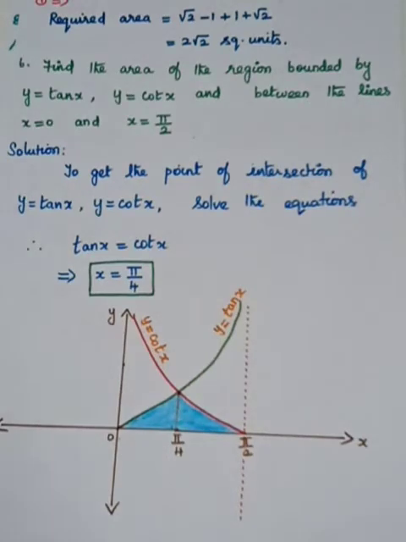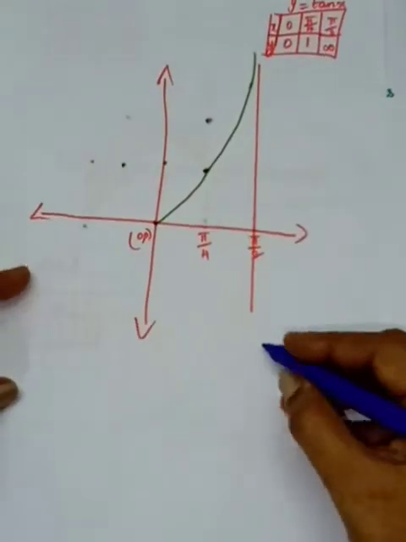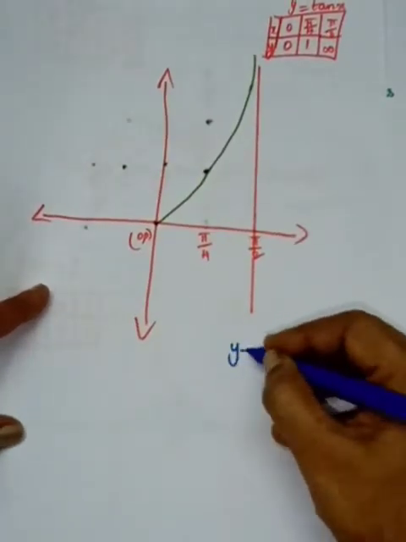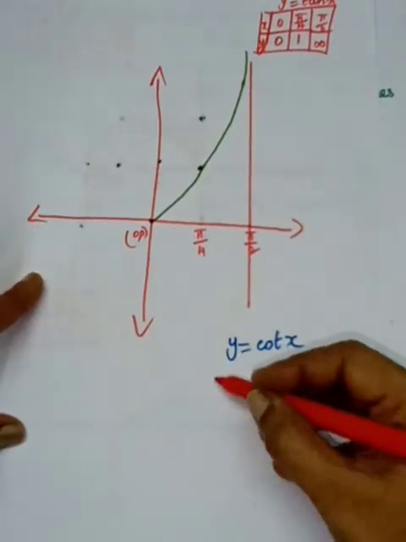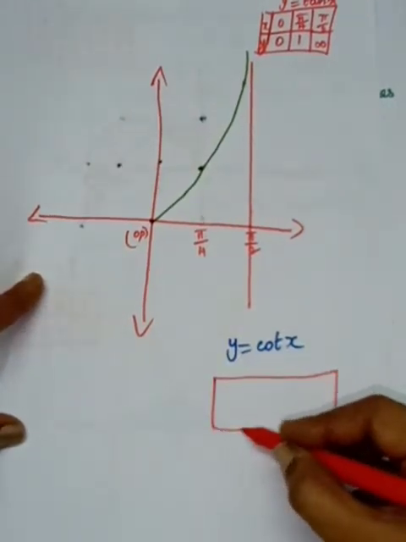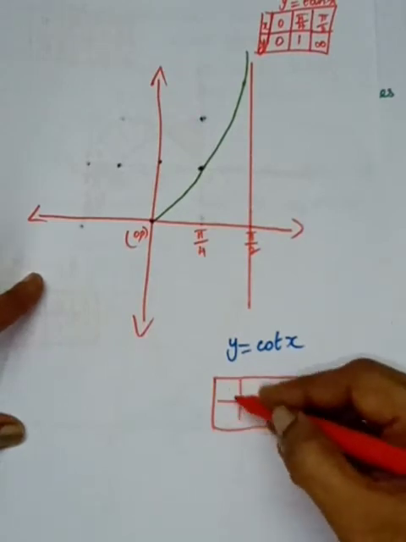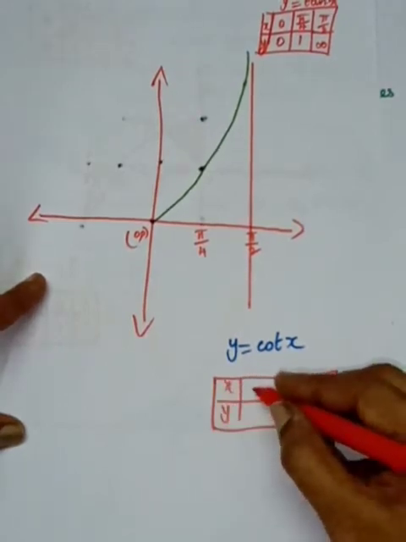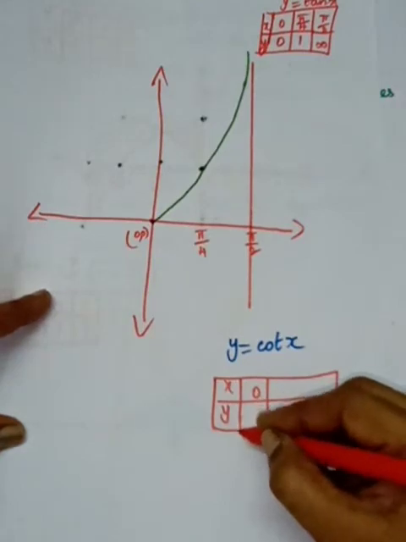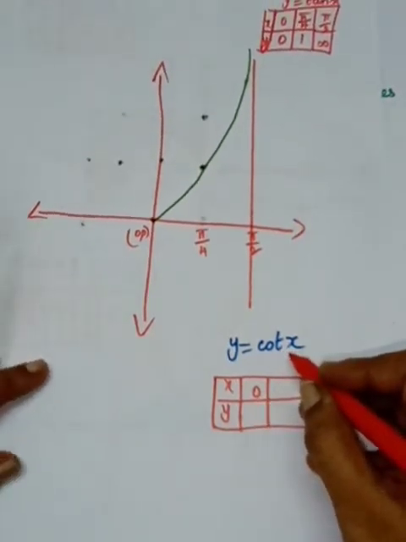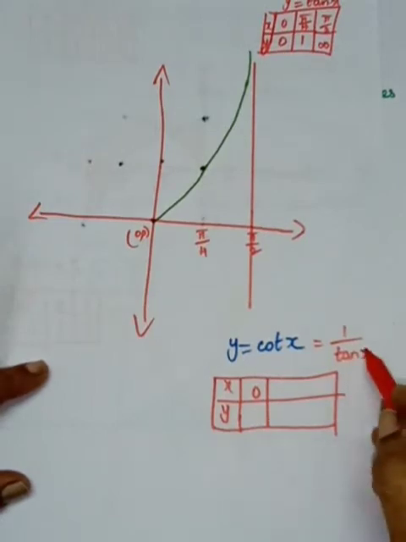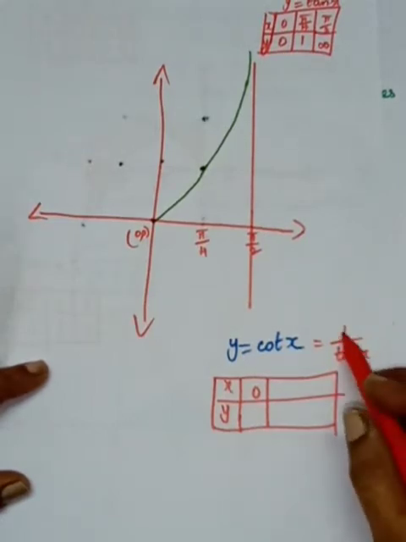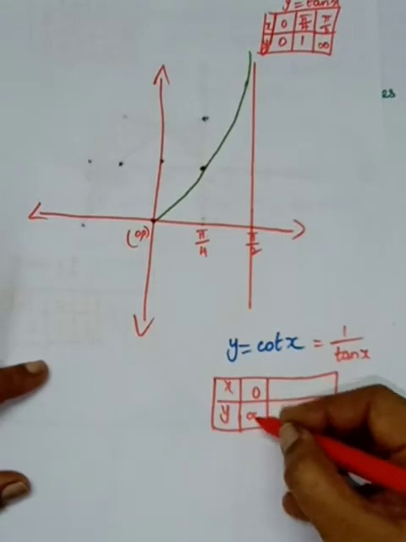Next we have to draw the curve y is equal to cot x. See the tabular column. What is your x? x is 0. Cot 0, what is cot 0? It is 1 by tan 0. So cot x is 1 by tan x, isn't it? So if we substitute x as 0, tan 0 is 0. 1 by 0, that is infinity.